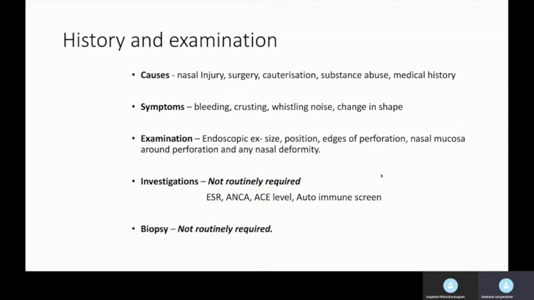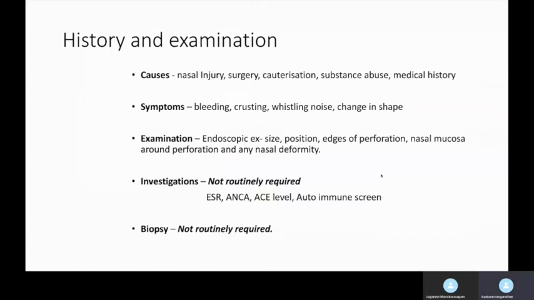And then in your clinical examination, you're going to look with a Thudichum speculum with a headlight, look at the size of the perforation, where it is located, and how the edges of the perforation are looking. Then it's important to do an endoscopic examination as well, just to see the other aspects of the nasal cavity, including the nasal mucosa, turbinates, and also the postnasal space. Even in the clinical examination station, you need to look at the shape of the nose to see if there is any obvious nasal deformity.